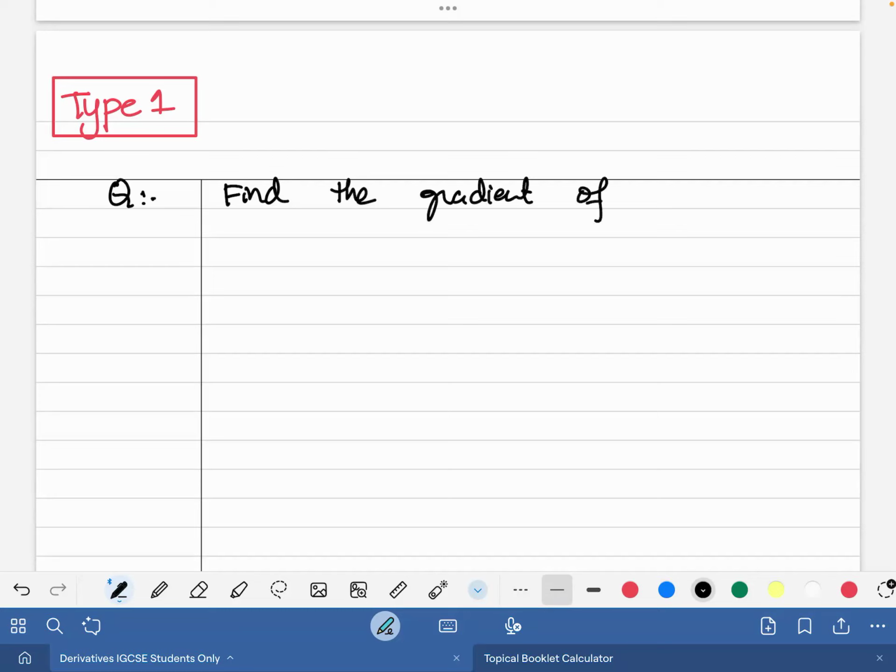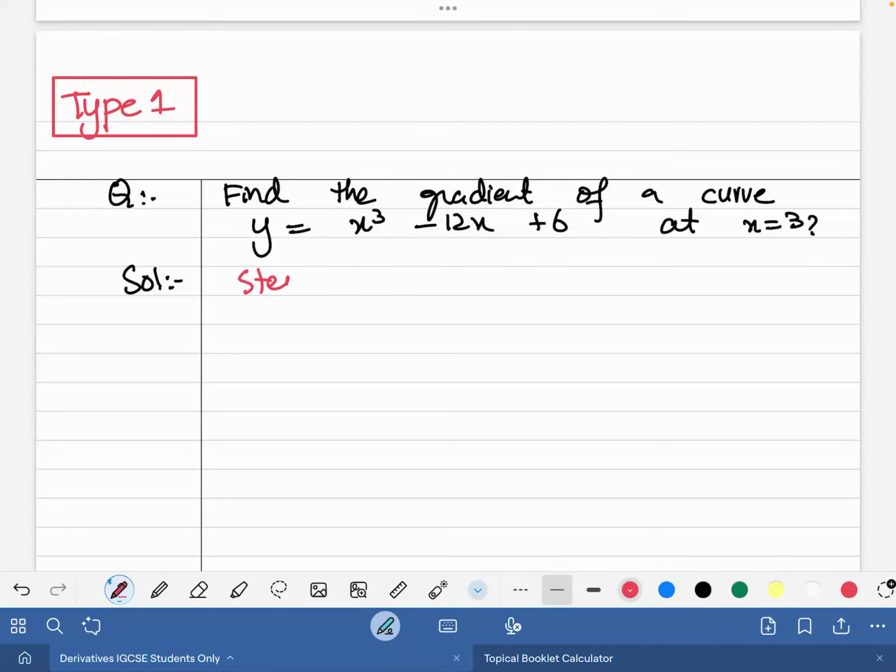gradient of a curve at x equals 3. Find the gradient of the curve y equals x cubed minus 12x plus 6 at x equals 3. So how to solve this particular question? Step 1. Step 1 is take dy by dx. Take derivative. आपने derivative लेना है.